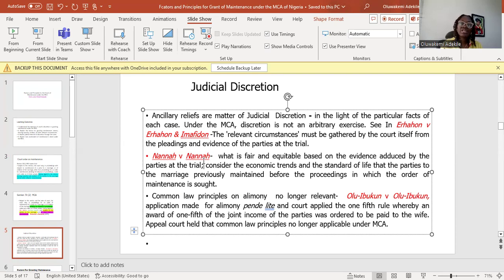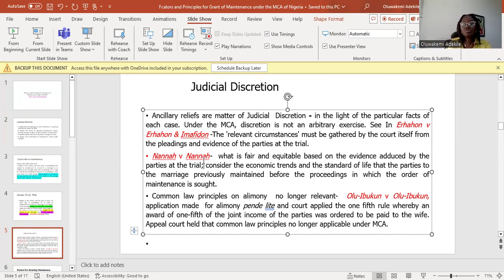In the case of Her Honor and Her Honor in Mafidon, the court said the relevant circumstances are gathered from the court itself, from the facts of the case, that is, the pleadings that the parties bring before the court. And then you see the case of Nana and Nana 2, which says that the court must aim to achieve what is fair and equitable based on the evidence adduced before it. So maintenance is not an award to wives alone or to husbands alone. It is meant to be gender neutral. Either party to the marriage could apply, and the court should aim for fairness and equity in the light of the circumstances of each case.